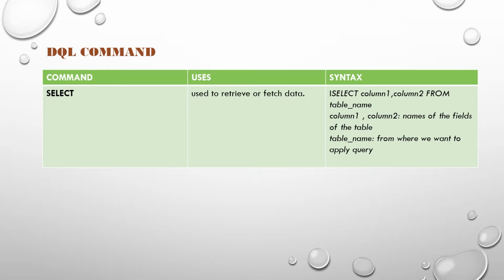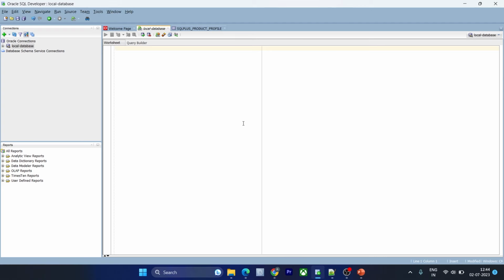Now the second type of language that I wanted to discuss today is data query language. It consists of one command, that is the select command. This command is basically used every time to fetch or retrieve data from the table. Now we'll practically see the use of select command.